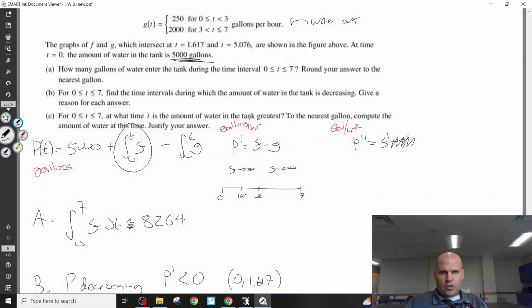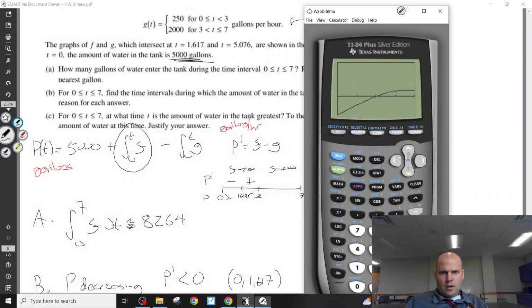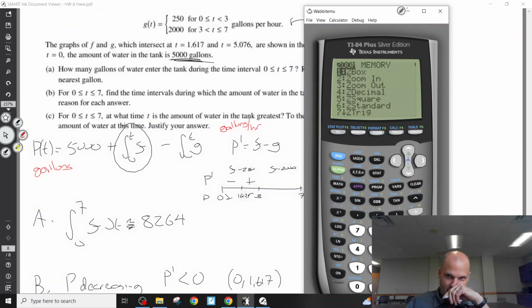So 1.617, negative, positive. This is P prime. P is decreasing then increasing. Then again, I don't want to graph 2000. Since I typed in 2000, I graphed it.